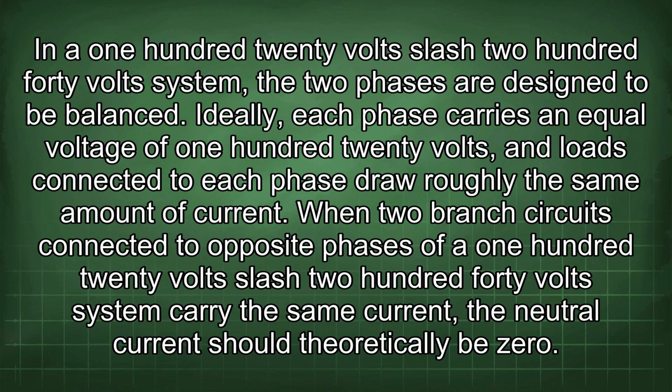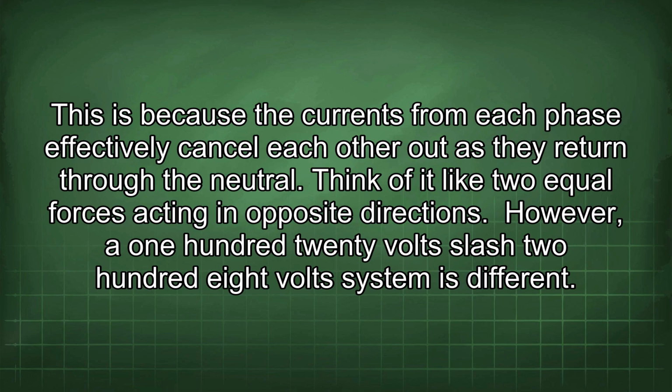In a 120 volts/240 volt system, the two phases are designed to be balanced. Ideally, each phase carries an equal voltage of 120 volts, and loads connected to each phase draw roughly the same amount of current. When two branch circuits connected to opposite phases of a 120 volts/240 volt system carry the same current, the neutral current should theoretically be zero. This is because the currents from each phase effectively cancel each other out as they return through the neutral. Think of it like two equal forces acting in opposite directions.